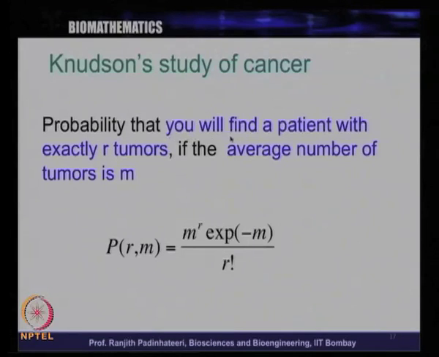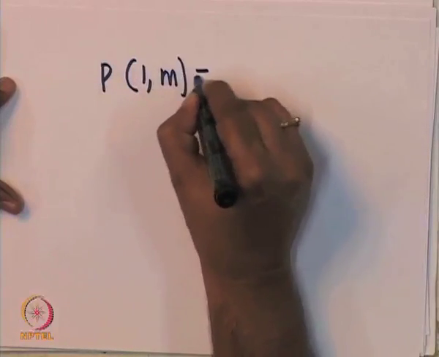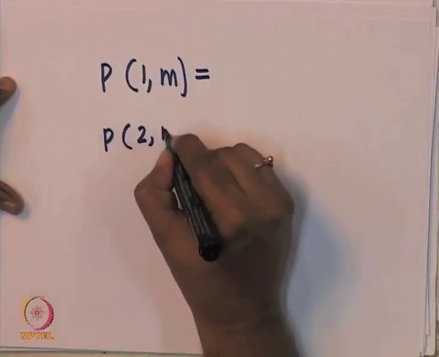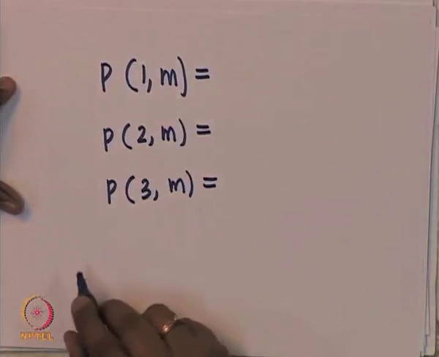The probability that you will find a patient with exactly r tumors if the average number of tumors is m, that is what we discussed so far, P of r comma m, which is m power r e power minus m by r factorial. But what Knudson wanted is not exactly r tumors, he wants at least one tumor. So, what can he write down from this? He can write down the probability of having one tumor if the average is m, probability of having two tumors if the average is m, probability of having three tumors if the average is m, and so on and so forth.